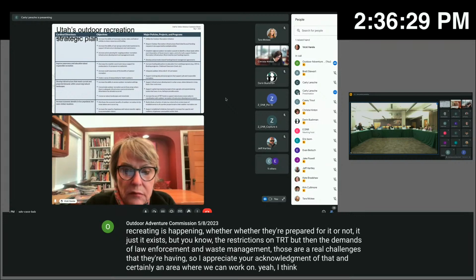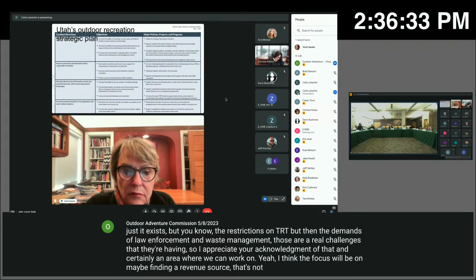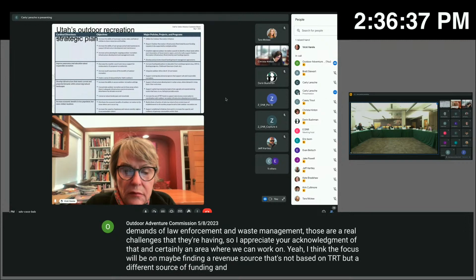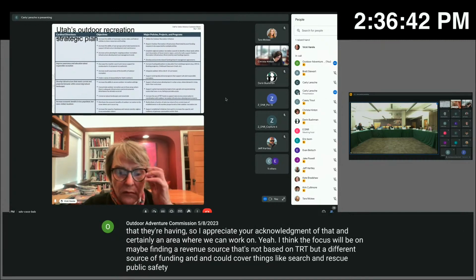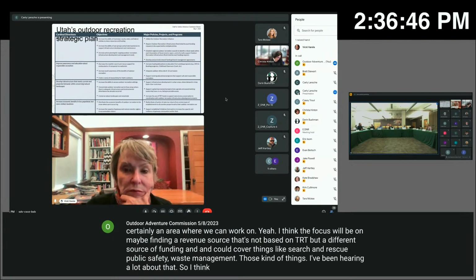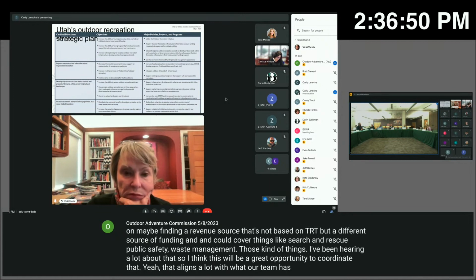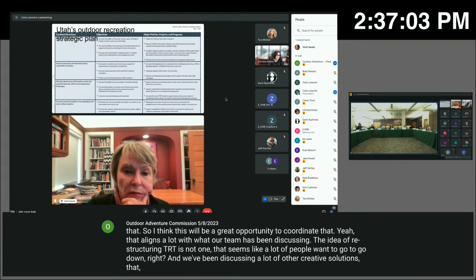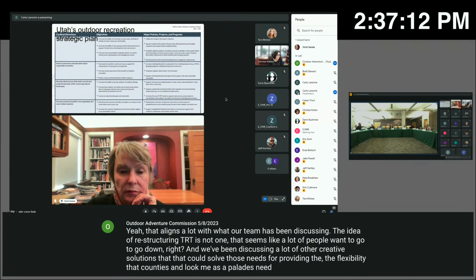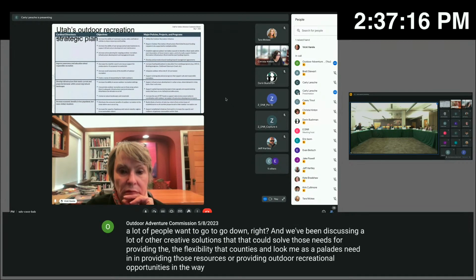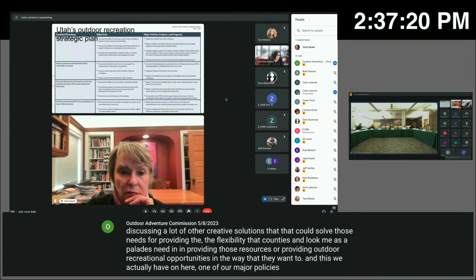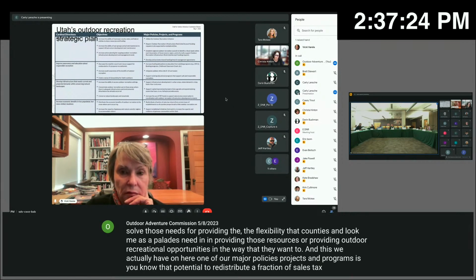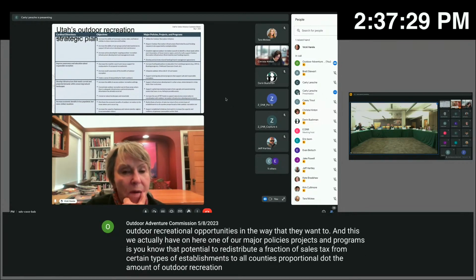Yeah, and I think the focus will be on maybe finding a revenue source that's not based on TRT, but a different source of funding that could cover things like search and rescue, public safety, waste management, those kinds of things. I've been hearing a lot about that, so I think this will be a great opportunity to coordinate. Yeah, that aligns a lot with what our team has been discussing. The idea of restructuring TRT is not one that a lot of people want to go down. Right. And we've been discussing a lot of other creative solutions that could provide the flexibility that counties and local municipalities need in providing outdoor recreation opportunities the way they want to. One of our major policies, projects, and programs is the potential to redistribute a fraction of sales tax from certain types of establishments to all counties, proportional to the amount of outdoor recreation use happening within those counties.